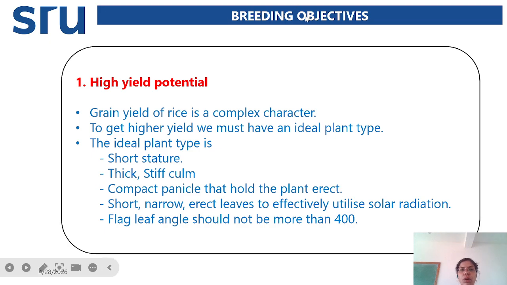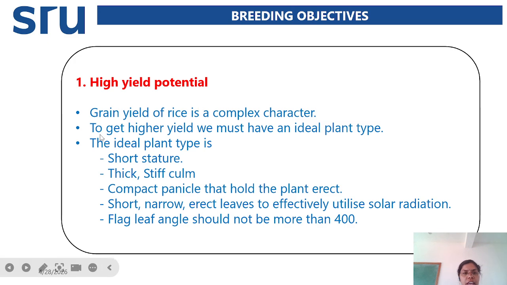Next, coming to important objective, that is breeding objectives. Here we are having so many breeding objectives in case of rice. So we'll discuss one by one. The first one is the high yield potential. In every breeding program, the yield is the most important character, which will contribute more towards the breeding program. Generally, the yield is a complex character because it is governed by many genes.